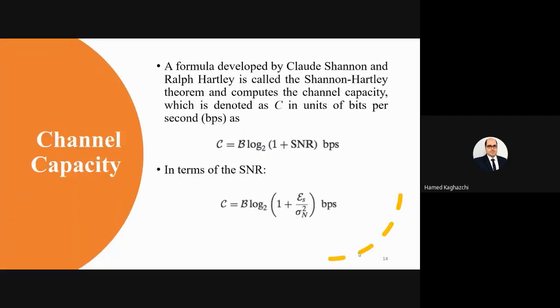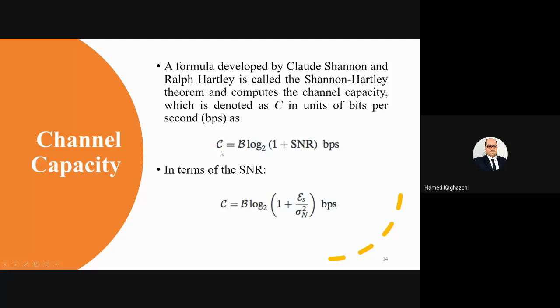So, using the Shannon-Hartley theorem, we can compute the channel capacity. Actually, these two scientists, Shannon and Hartley, developed this formula. And this theorem is called the Shannon-Hartley theorem.